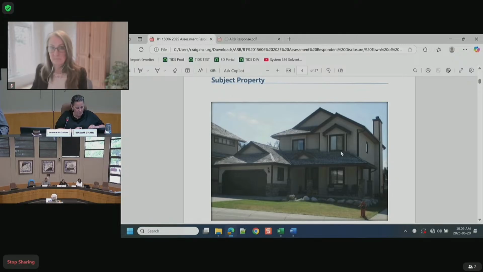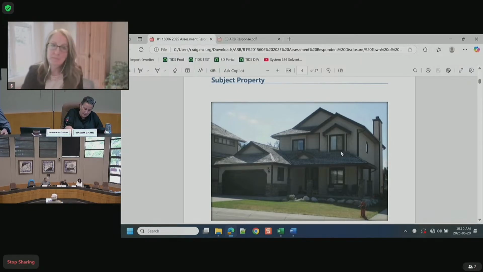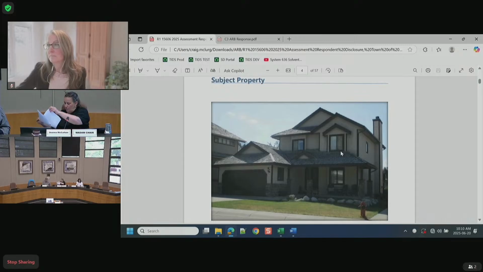So we have your original complainant form right here. We're going to mark that as C1. And then we have the assessment inquiry submission complainant package, C2. We're going to mark that. And then we have the assessment review board respondent disclosure that we're going to mark as R1 evidence. And then finally, the complainant package, the rebuttal, we're going to mark that as C3. Everybody good? Excellent. All right.